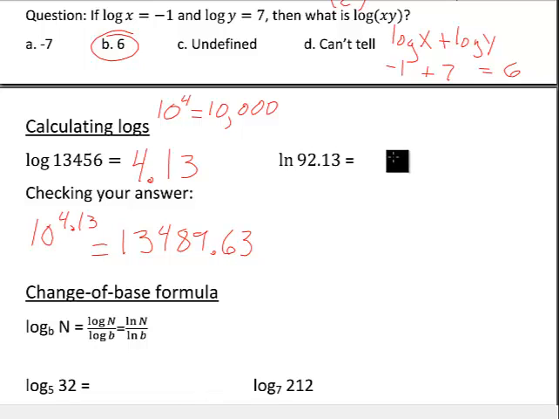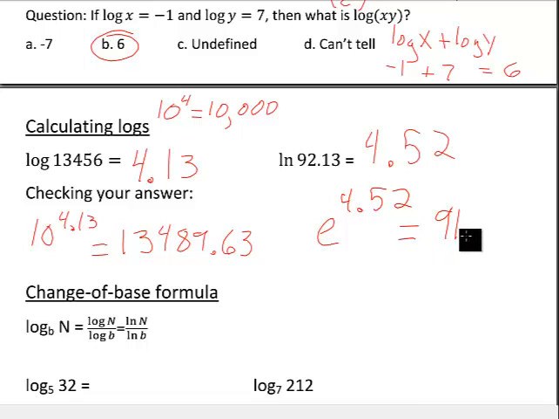Okay, so what about this one? We can do the same sort of thing. Take the natural log of 92.13. The calculator is going to tell us it's 4.52, and so to check that, we can take e to the 4.52 power. And again, it's not exact, but it's sufficiently close. The more decimals you have here, if you had done 4 decimal places instead of 2, this would be closer. Okay, so if you look really hard, you're not going to find anything besides log and natural log.